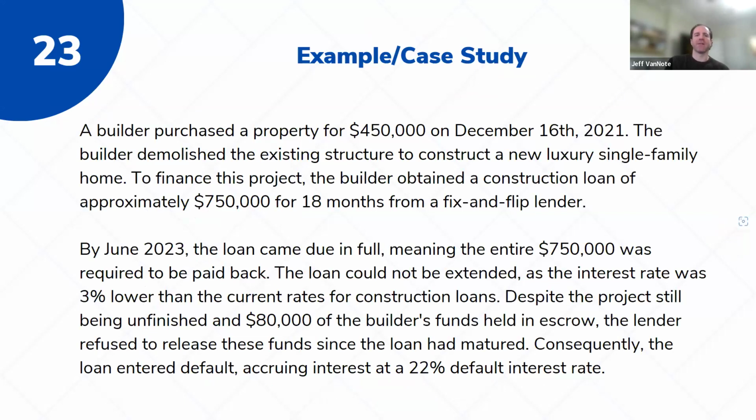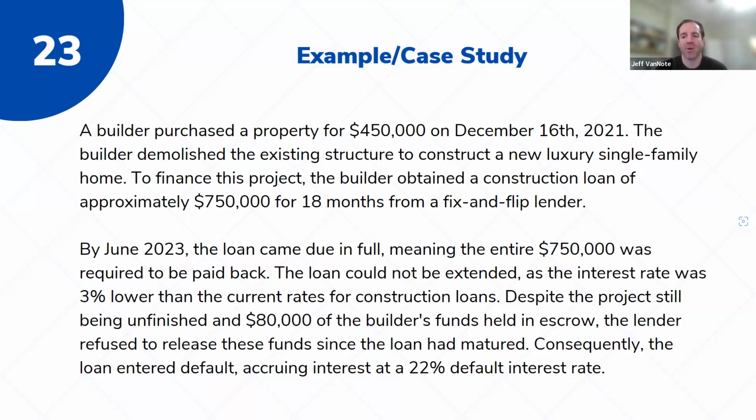Here's an example and case study. A builder purchased a property for $450,000 back in December of 2021. The builder demolished the existing structure to construct a new luxury single-family home. To finance this project, the builder obtained a construction loan of approximately $750,000 for 18 months from a fix and flip lender. By June of 2023, the loan came due, meaning the entire loan balance of $750,000 was required to pay back.